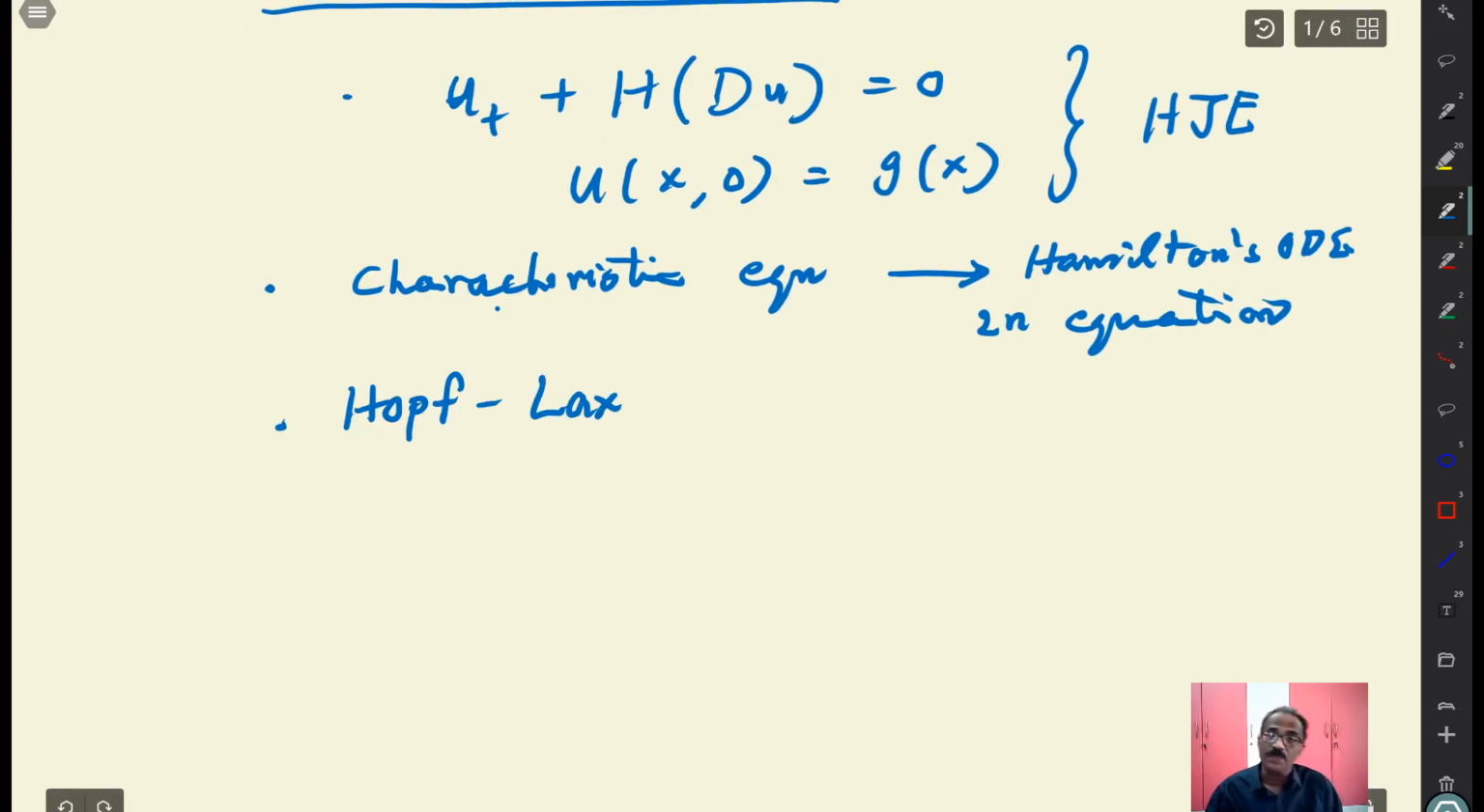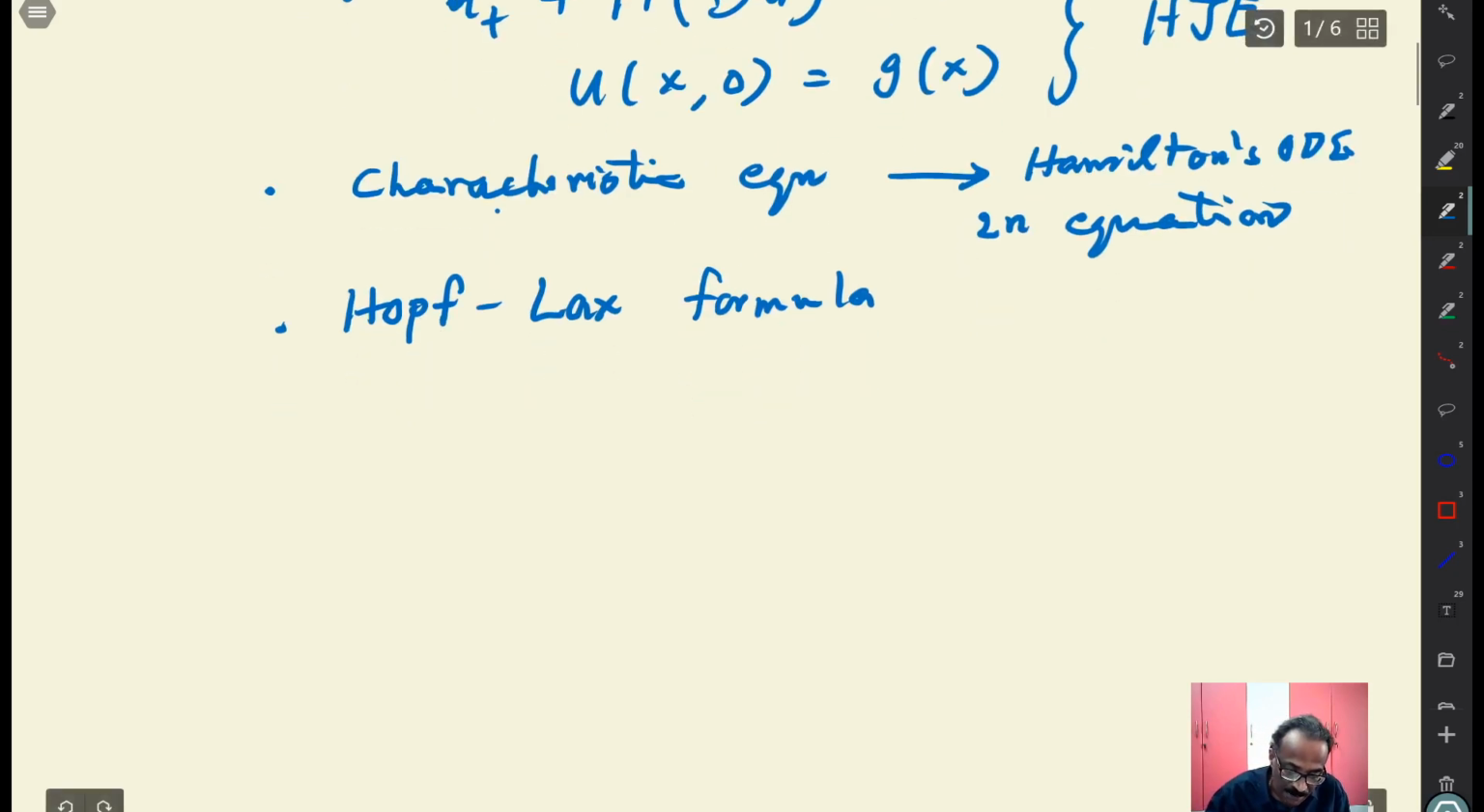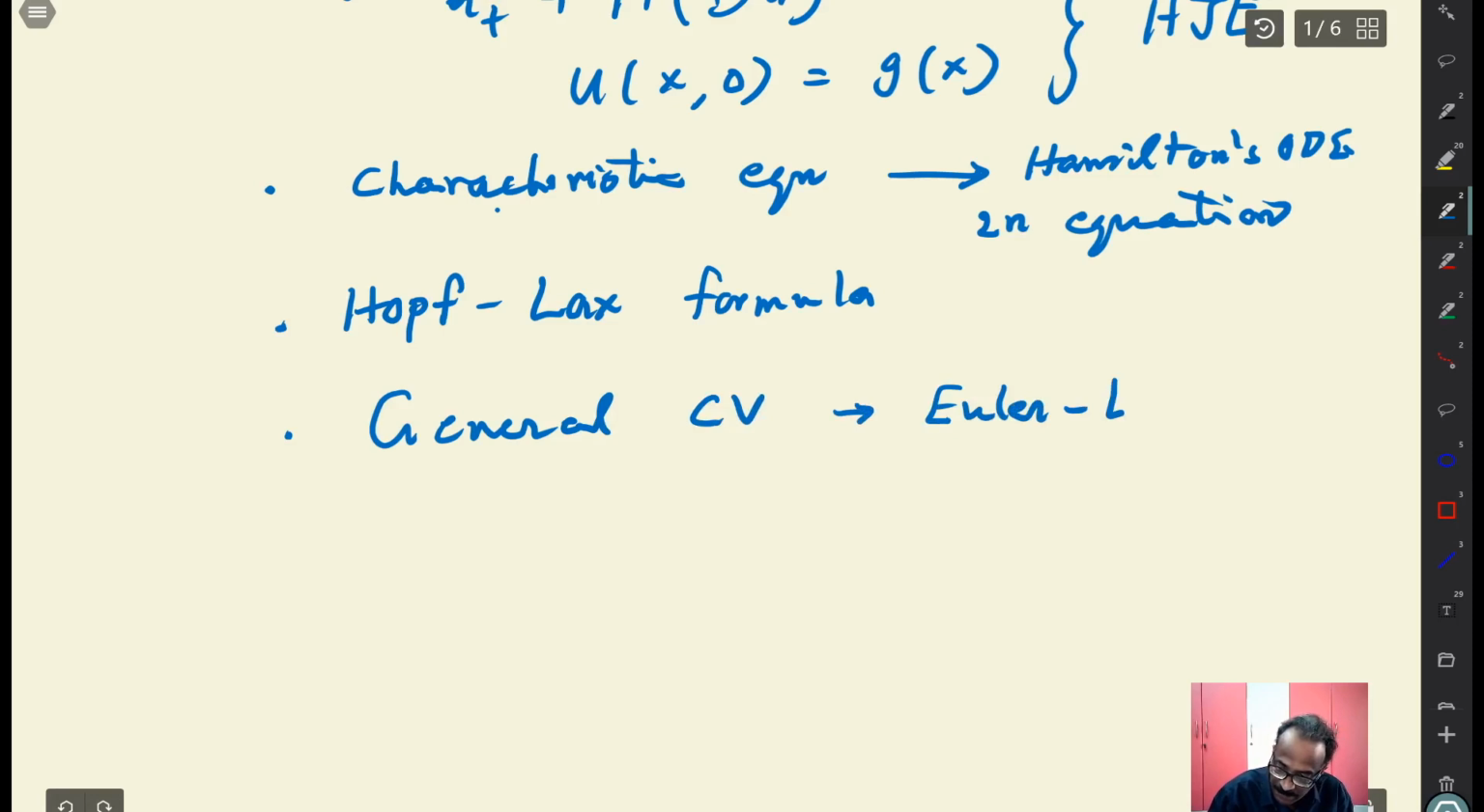The Hopf-Lax formula corresponds to a calculus of variations problem, where you want to minimize over trajectories, and the Hopf-Lax formula gives you that the minimization can be converted into a minimization over Euclidean space, and hence you can get an explicit formula for the solution. After the Hopf-Lax formula, of course, we left the Hamilton-Jacobi equations at that stage. After that we studied the general calculus of variations problem, and then we also derived what is called the Euler-Lagrange equations. That's what we have seen.